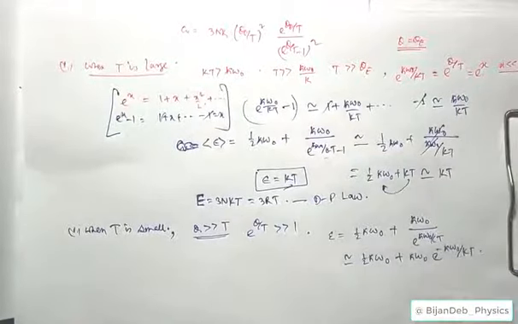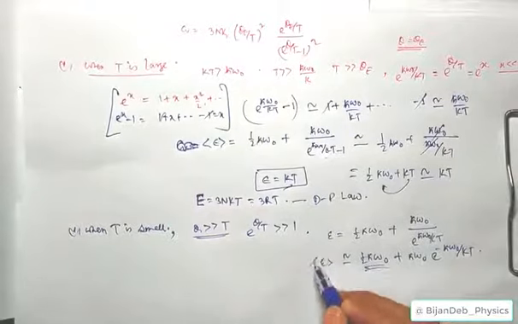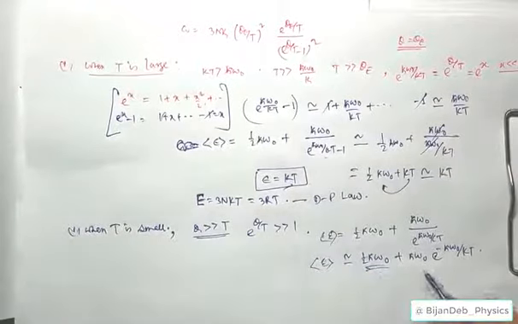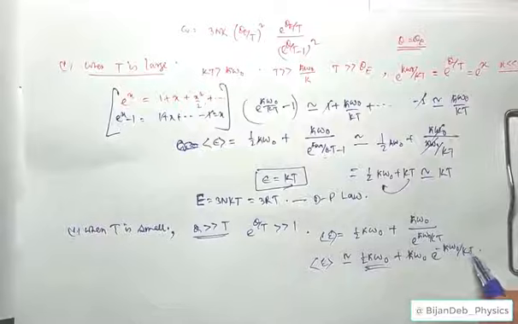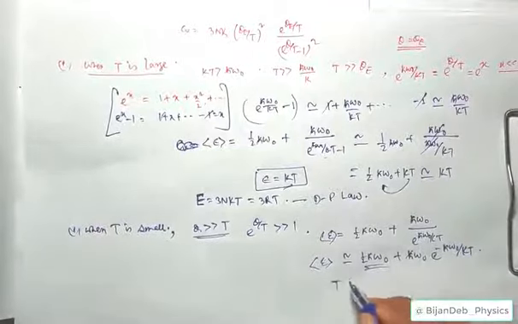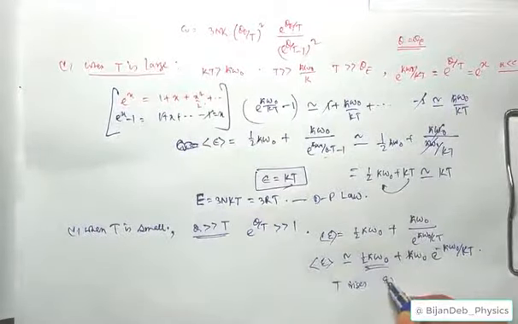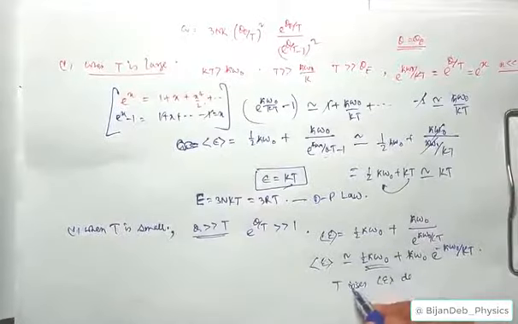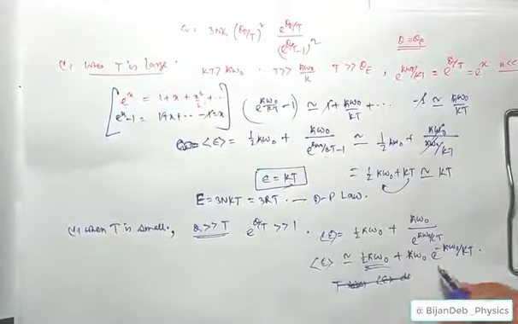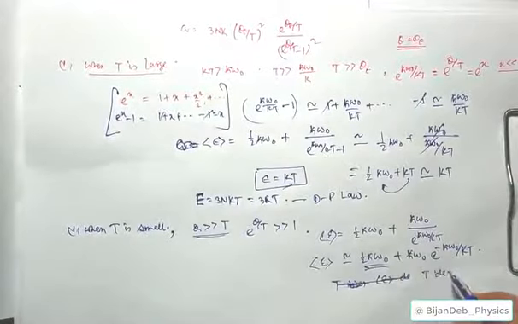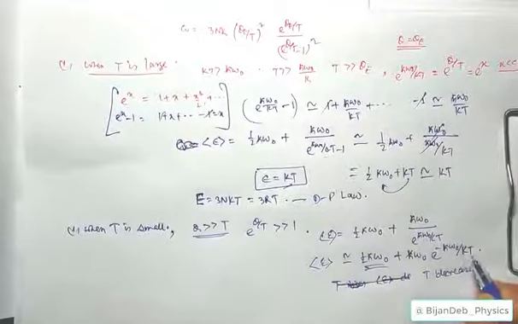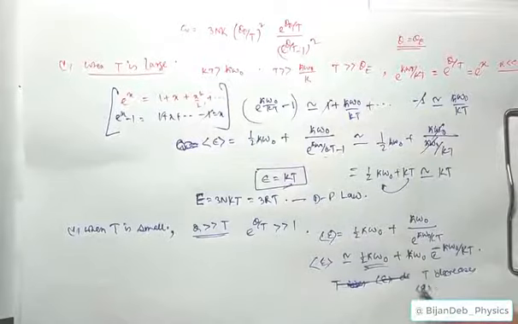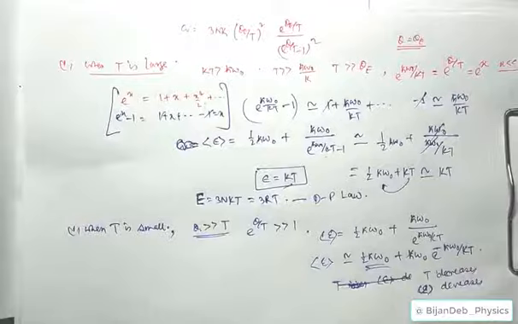Here you see the first term is a constant factor, and the average energy depends exponentially on the temperature. If temperature decreases, the minus exponent factor increases, so the average energy also decreases. So there is a temperature dependence of energy. This is one of the factors we will get.